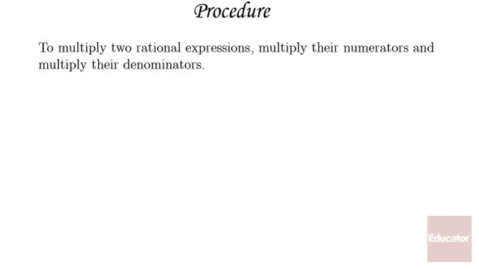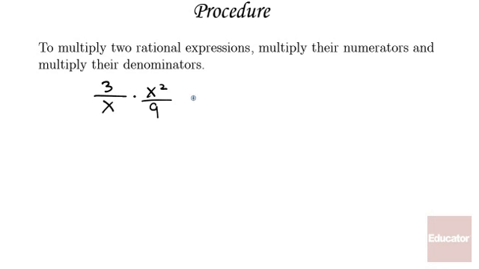The procedure to multiply rational expressions is to multiply their numerators and multiply their denominators. So you handle this the same way you would handle multiplying regular fractions. Recall that a rational expression is simply a fraction that has polynomials in the numerator and denominator. For example, something fairly simple, 3 over x times x squared over 9.